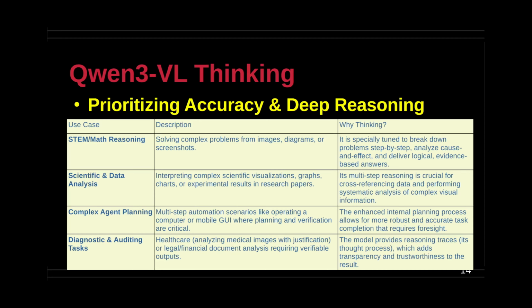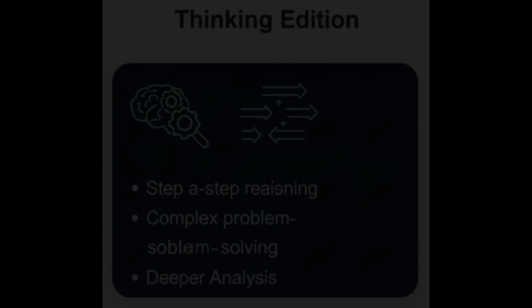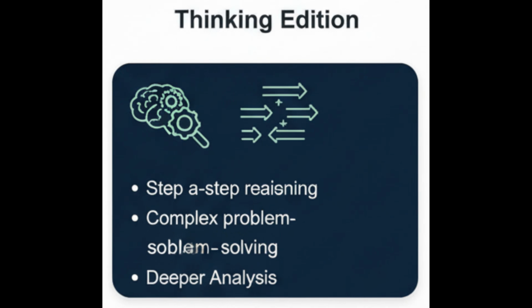The primary domain for the Thinking model is complexity, particularly in STEM and academic fields. If you feed it an image of a complex physics problem or a multivariable calculus equation, you want it to solve the problem, not just guess. For STEM or math reasoning, the key advantage is that it breaks down the problems step by step. This is crucial for educational tutoring systems or advanced analysis, ensuring the answer is logically sound and the methodology is visible.